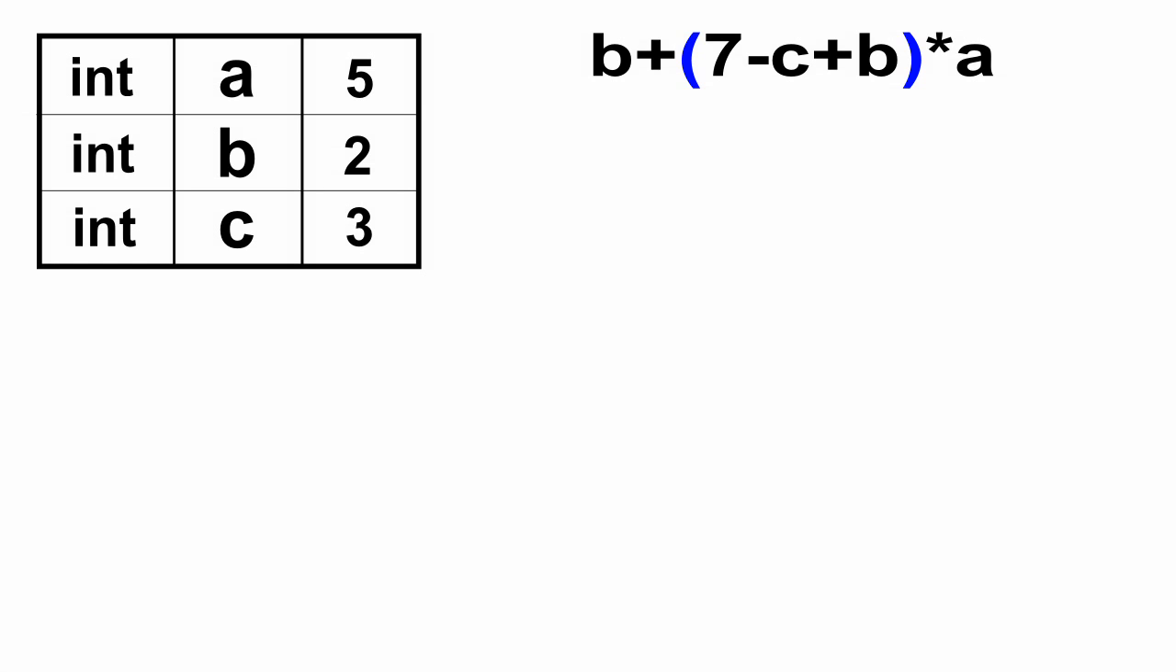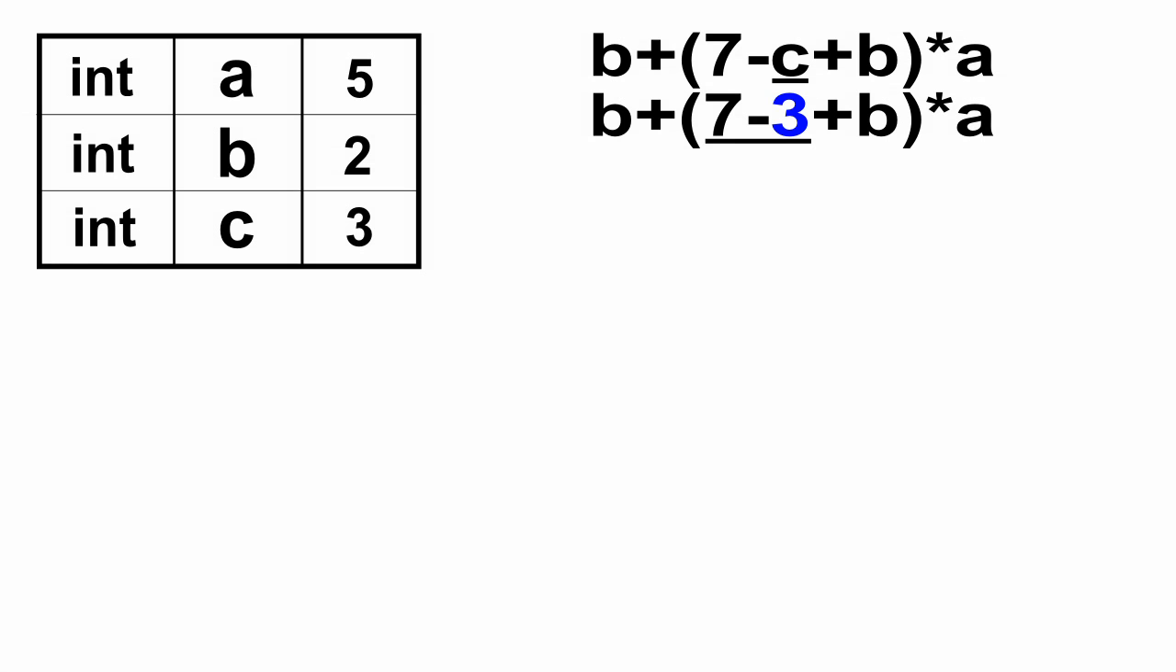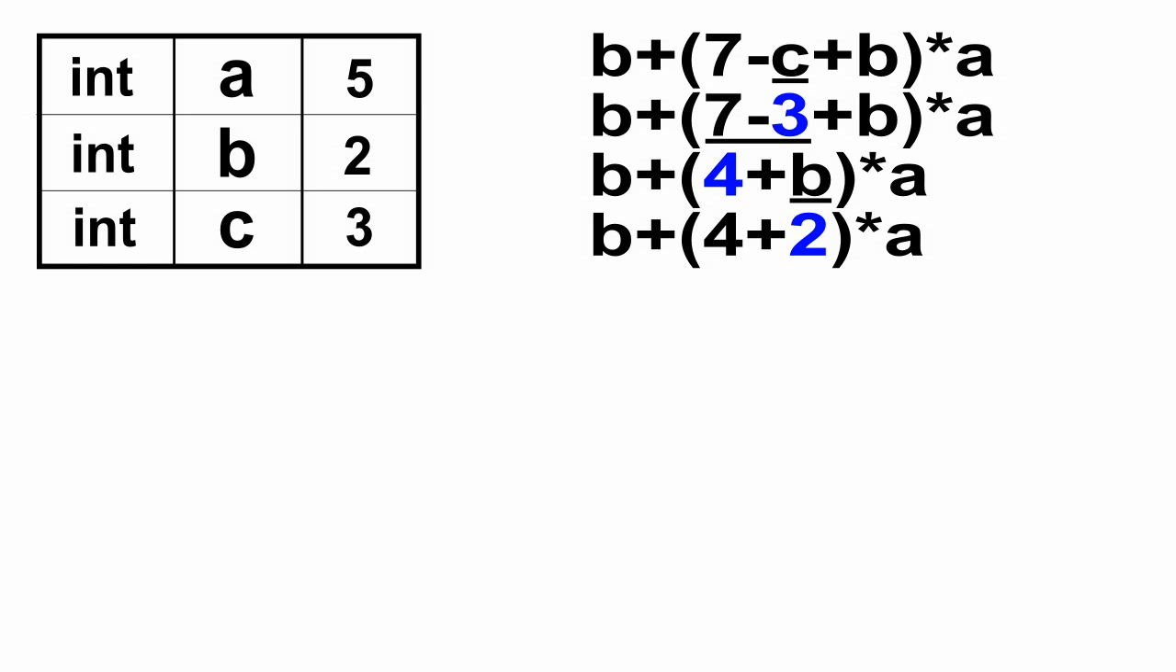So we have to start with 7 minus c, and therefore need to look up the value for c. In my case, that is a 3, which we will insert in the next line. 7 minus 3 is 4, and now we need to get 4 plus b. Looking up b gives us 2, 4 plus 2 is 6, and all that's left in the brackets now is a value. There are no more operations, so we can remove them.